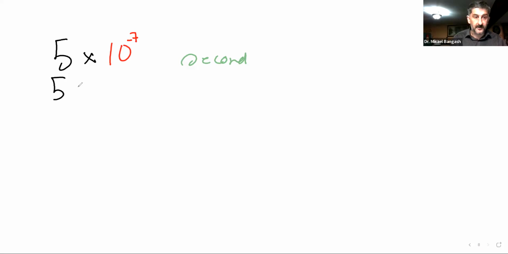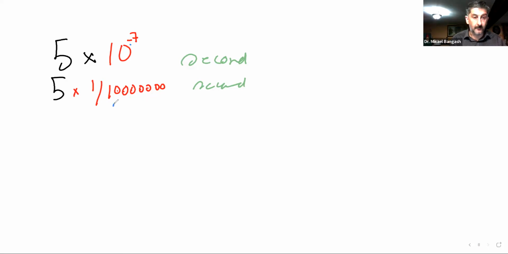This 10 raised to the power 7 here means that you divide this by this. But then the unit will still be second. Now you can say this may be 1 greater than a microsecond.